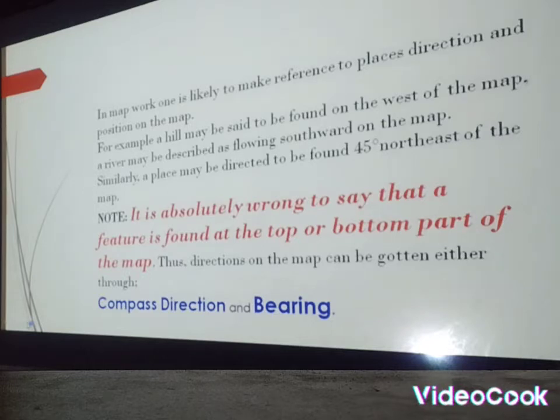And how do we come out with all this? By looking at the compass direction as well as the bearing of the place on the map. It should be known that it is absolutely wrong to say that a feature is found at the top or bottom part of the map. It is not geographical to mention that a feature is found on the top or bottom part of the map. So like I earlier mentioned, we are going to use compass directions as well as bearings. But before we continue, we look at, first of all, the compass direction and what they are all about.